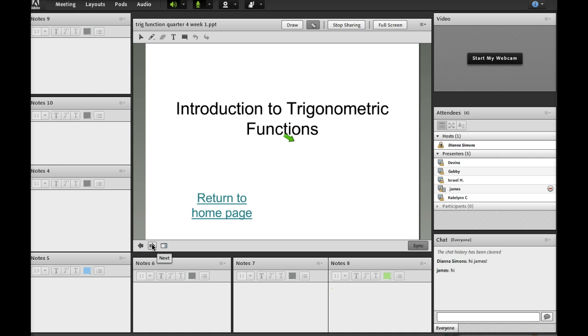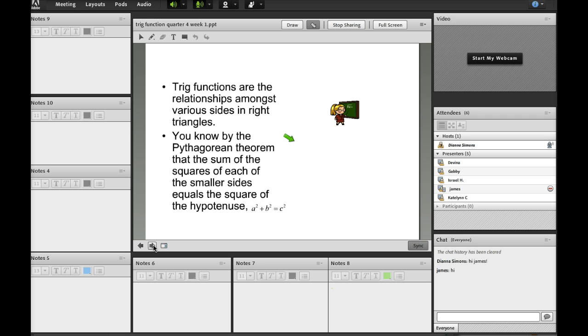All right, so this is just an introduction to trig functions, and anybody who actually did week 9 last quarter, this stuff is old news. If you did week 9 and this seems to be a repeat, it is. Trig functions are the relationship amongst various sides of a right triangle. The only way that we can get these trig functions to work is if you have a right triangle.